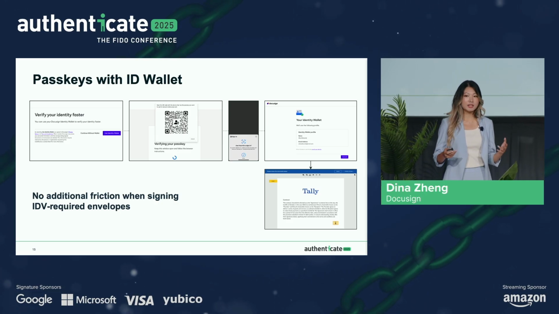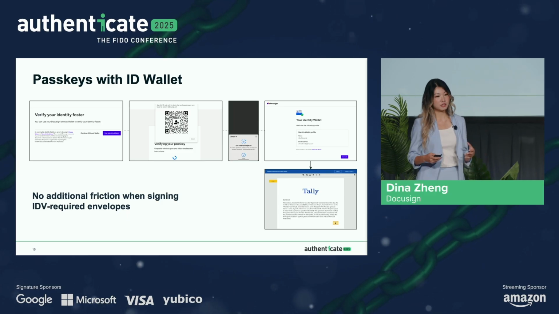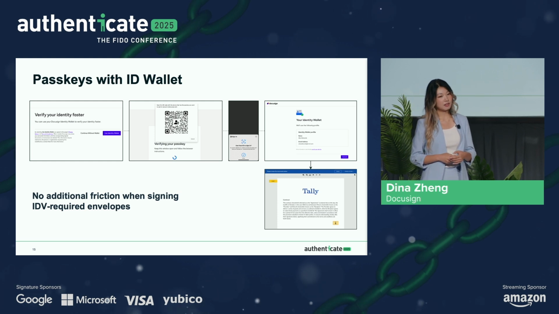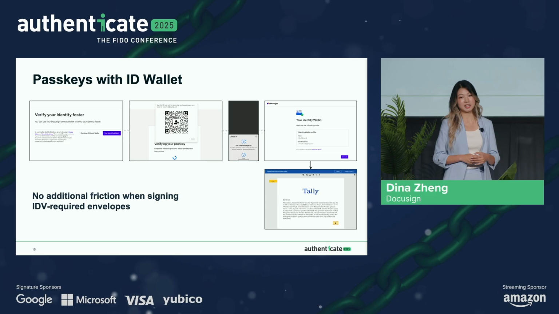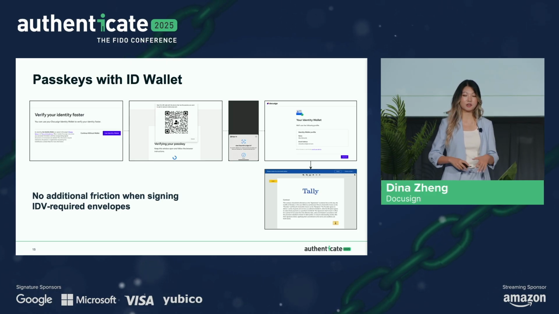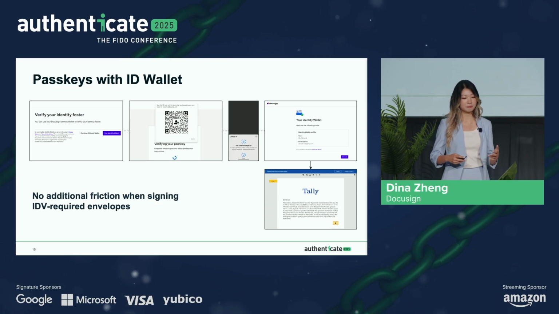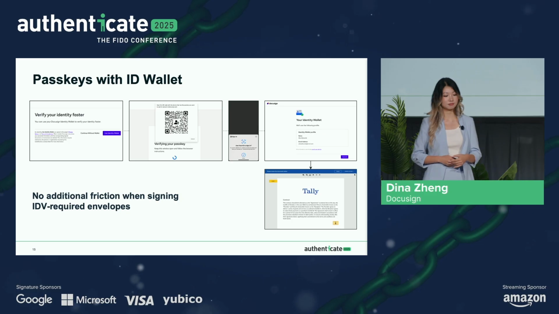And by combining passkeys with identity wallet, we've created a fully frictionless experience, secure enough for identity verification, yet simple enough that users barely notice the authentication step at all. And this is a perfect example of how passkeys can go beyond just authentication. They're becoming an enabler of trusted, high-assurance workflows across Docusign.